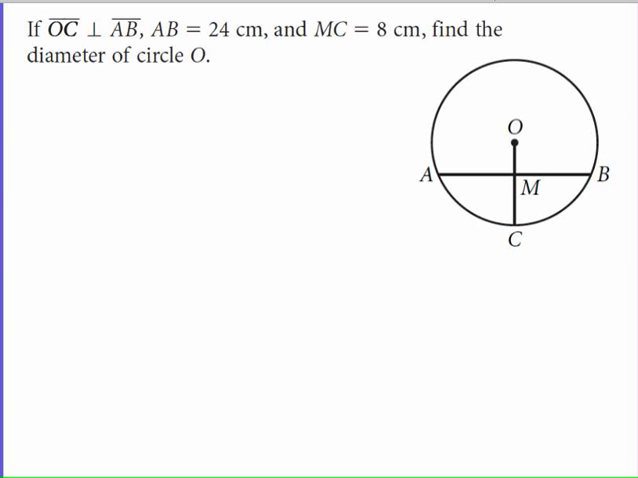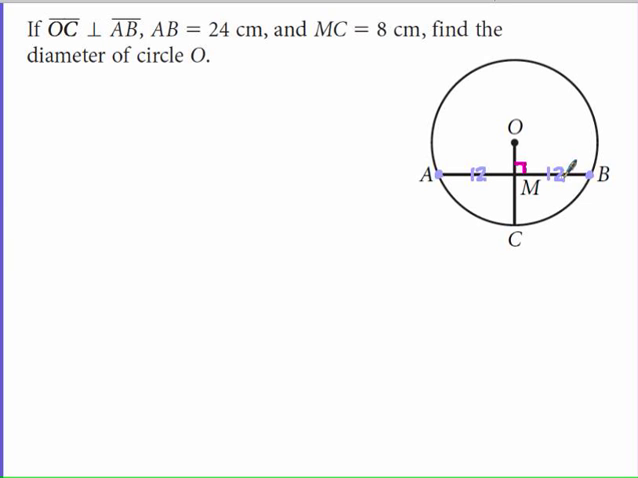Here we go. It says if OC is perpendicular to AB. So OC is perpendicular to AB. Remember, that means that I've got a right angle right here. AB is 24 centimeters. So that means the distance from here to here is 24. What do you know about each of those halves? They're equal, and so each of these is 12. The reason why I know that is because it's perpendicular. Okay, it cuts it into two equal parts.